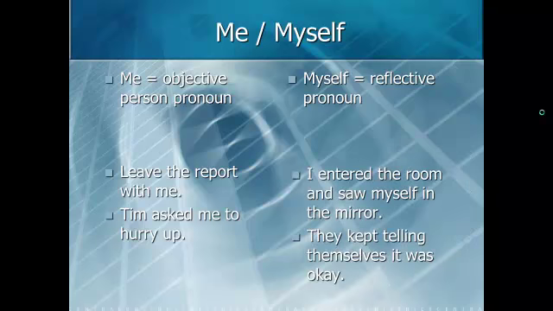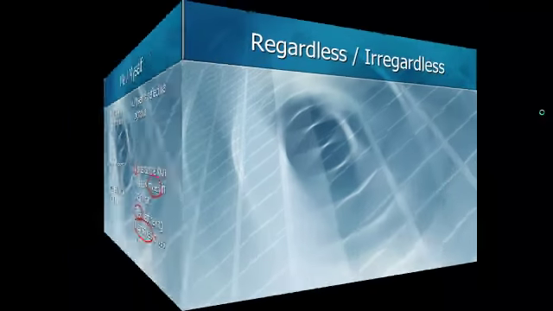Myself. How about this one? I entered the room and saw myself in the mirror. They kept telling themselves it was okay. A reflexive pronoun such as myself, are you listening? Can only be used if you've already identified who myself is earlier in the same sentence. That's simple. You can't use myself in this sentence unless earlier you've said something like I. Down here, themselves, you've identified who they are. If you use it outside of this context, you are using it incorrectly.